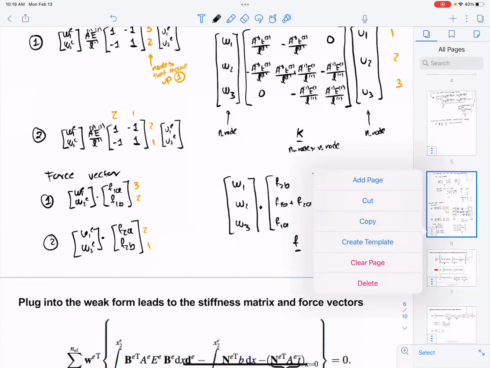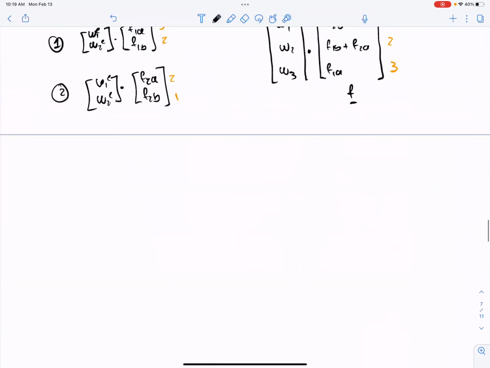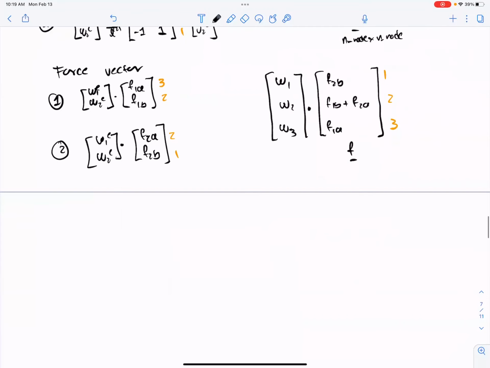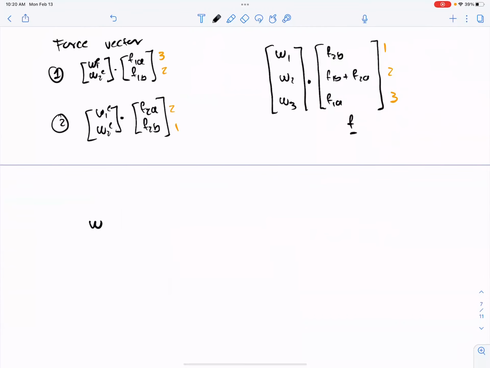Okay, so I assemble the same way. Now I can actually do my, let me do it like this. Now this is the weak form with the discretization.